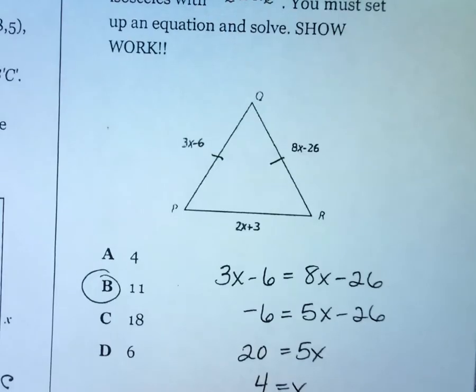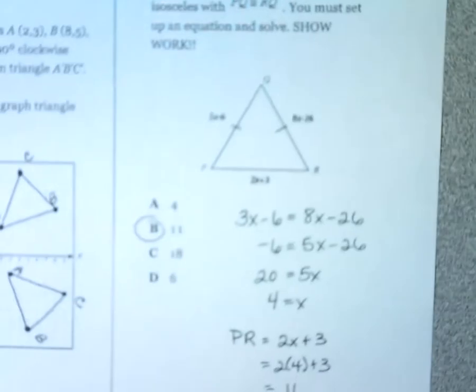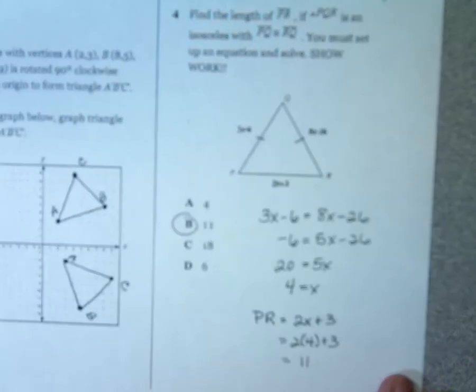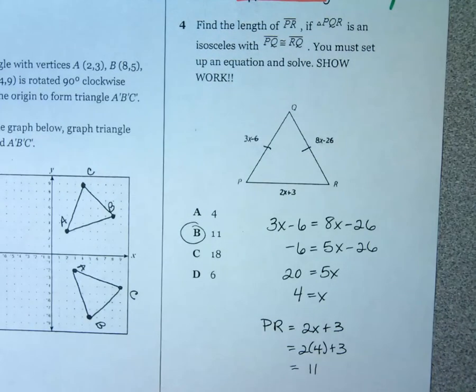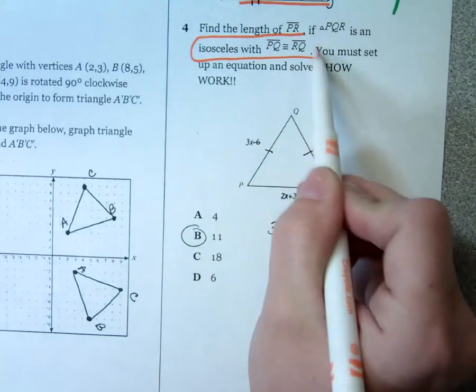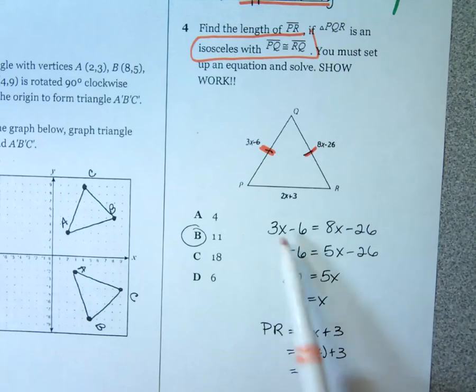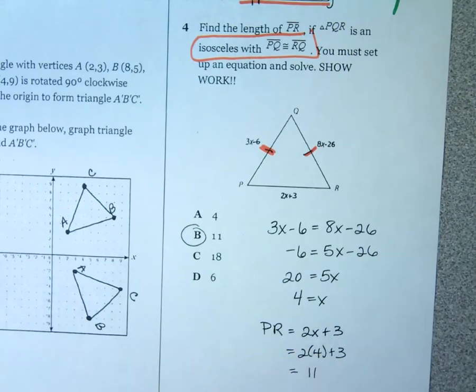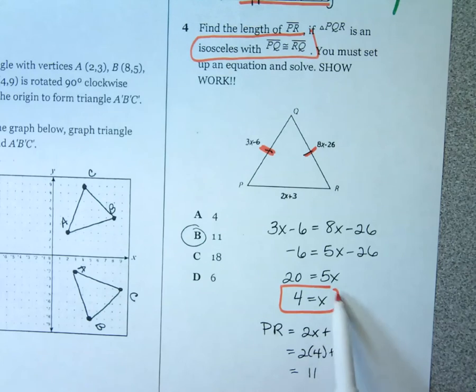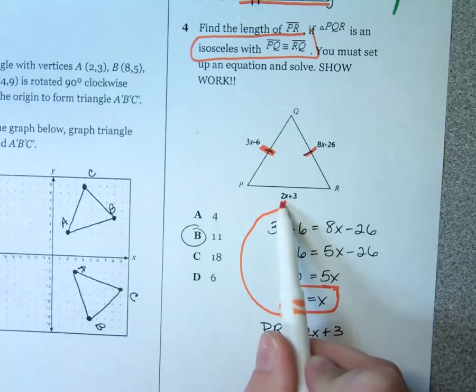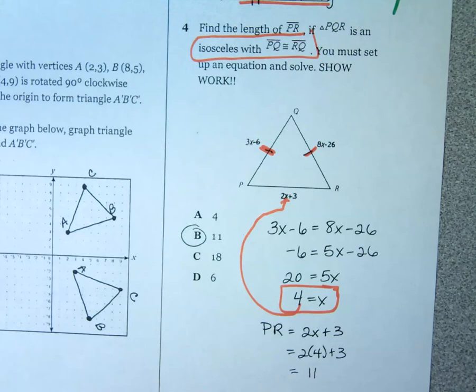Okay, number four. It told us that this was an isosceles triangle. Let me unzoom this just a little bit. It's really big here. We're told this is an isosceles triangle with segment PQ being congruent to segment RQ. So I just set those two sides equal. I solve for my x. And then it wanted to know the length of PR. So I take my x value and plug it in to the x of the segment PR. And I get 11.